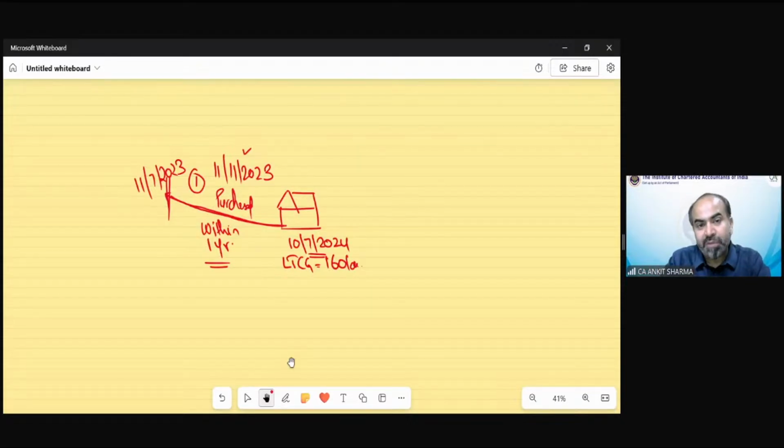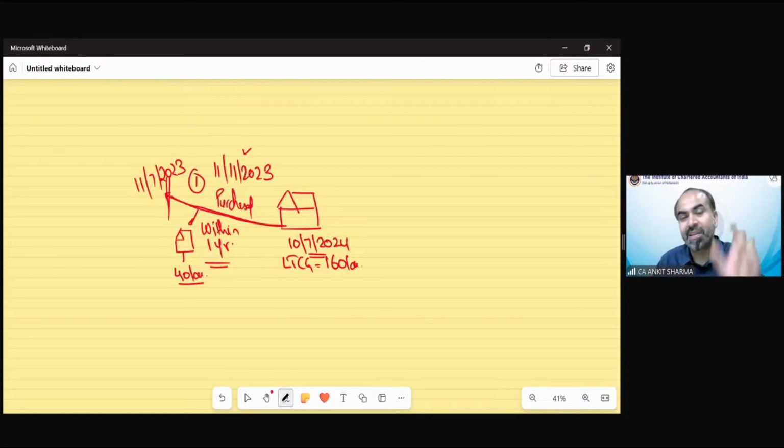Suppose the value of this house which we have purchased within 1 year is suppose 40 lakh rupees. So this house is eligible for the purpose of exemption because the department says whatever asset you have transferred, if within 1 year any new house has been purchased, you can claim the exemption of that house. So this is house 1 eligible for exemption.